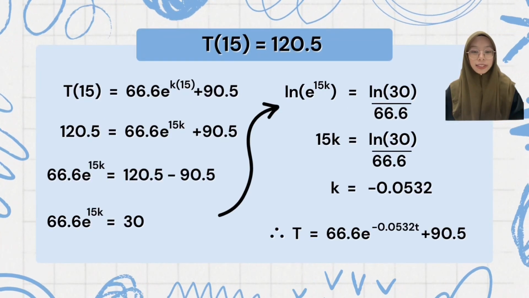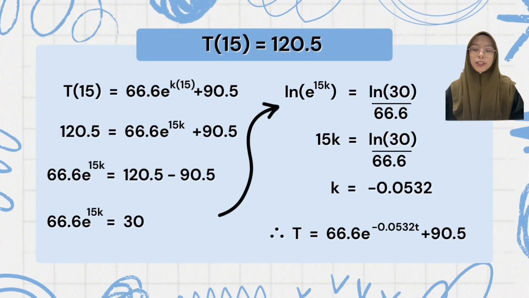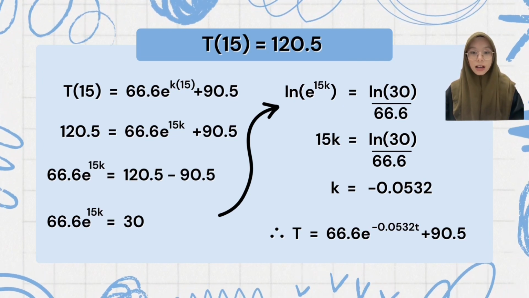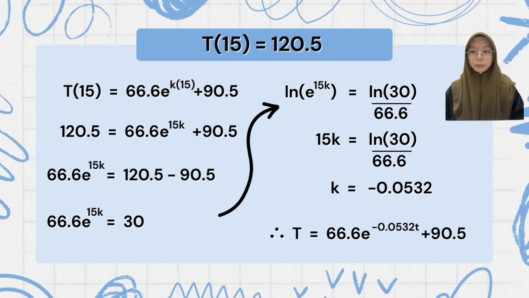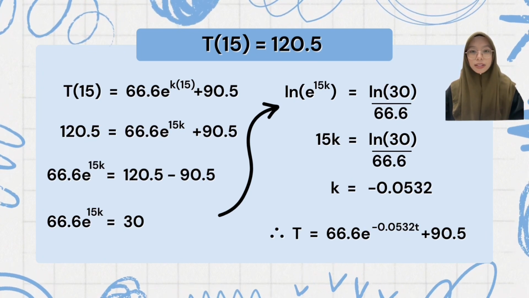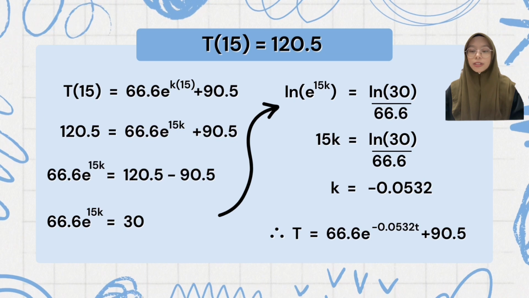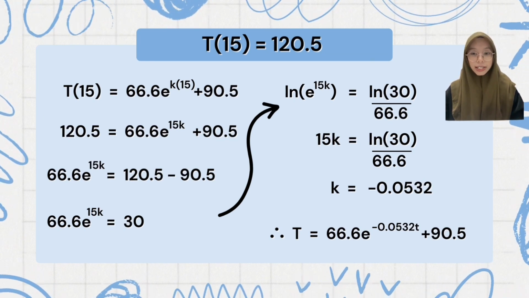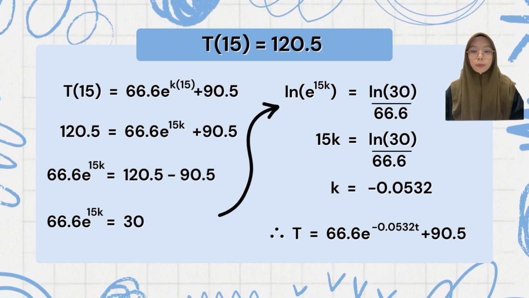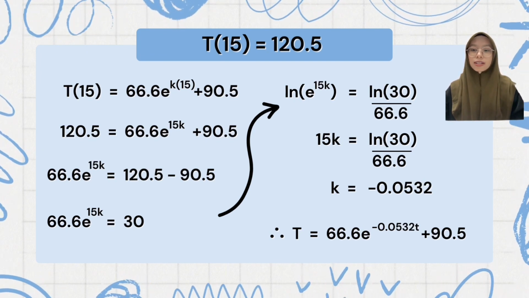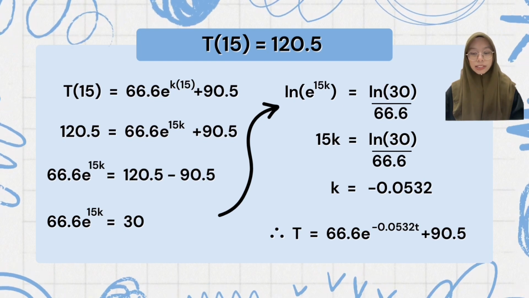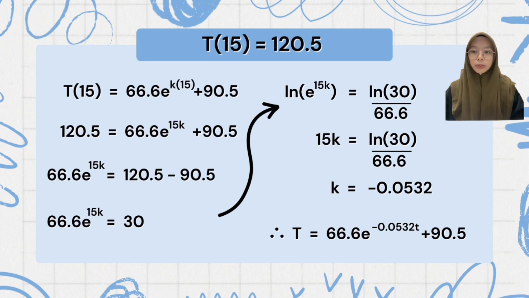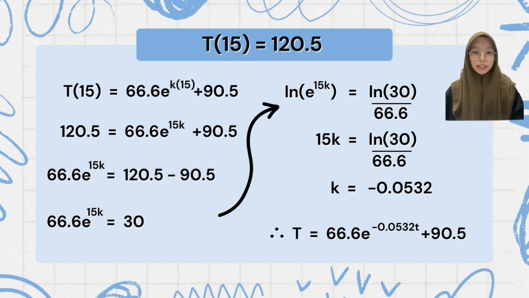Next, we replace t as 15. So T(15) equal to 66.6 e to the power of k multiplied by 15 plus 90.5. Then T(15) is the same as 120.5. So 120.5 equals 66.6 e to the power of 15k plus 90.5. We bring 90.5 to the other side, so 66.6 e to the power of 15k equals 120.5 minus 90.5. So we got 66.6 e to the power of 15k equal to 30.